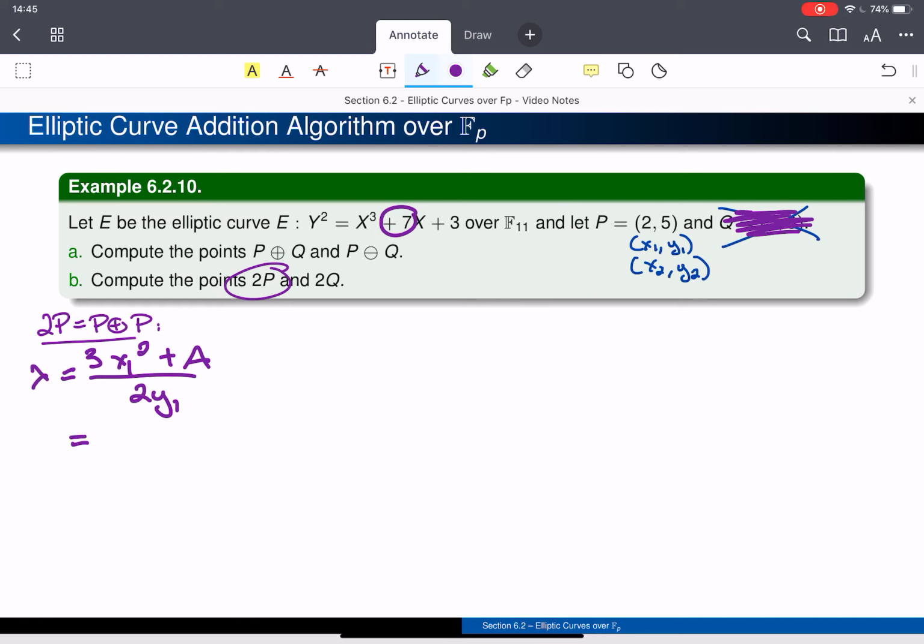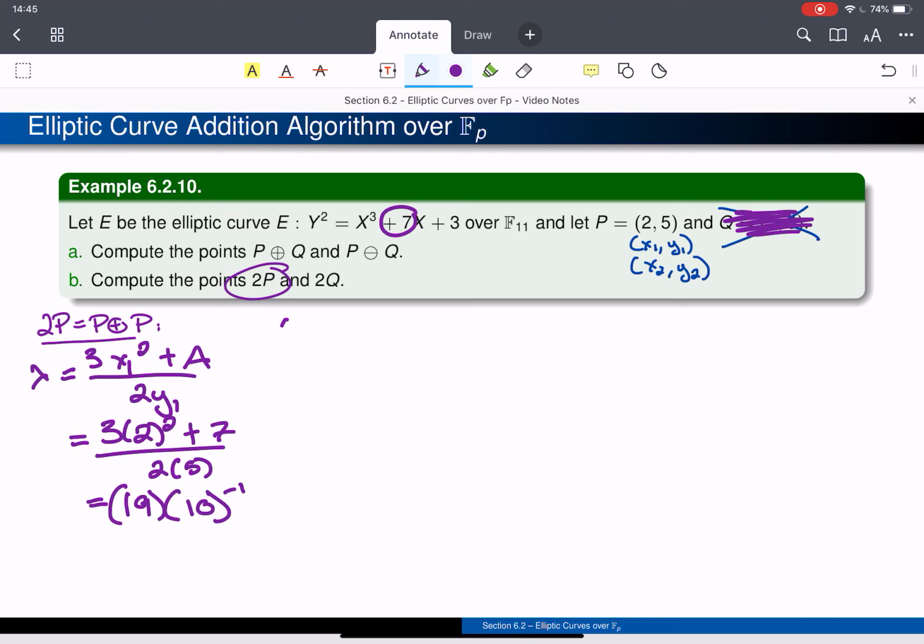Okay, so 3 times x1, which is a 2 squared, and then I'm going to add an a to it, which is a 7. All of that divided by a 2 times y1, which is 5. So up on top, that's what? A 4 times a 9, and then I'm going to add a 7 to that. What is that going to be? 19, I think. So 12 and 7 makes a 19. And then instead of the 10 on the bottom, I'm going to record that as a 10 inverse up on top. Again, division here is actually multiplication by the inverse, and then I clean things up afterwards.